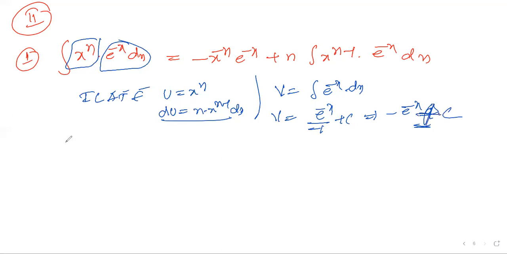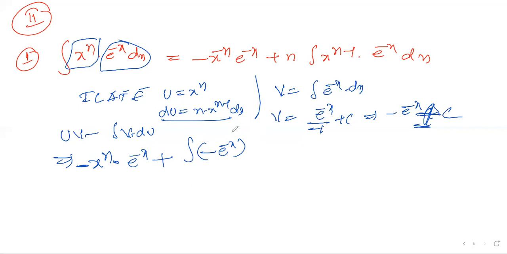Now let us try to apply the formula uv minus integration of v du. What is the value of u here? x power n. What's the value of v? e power minus x by minus 1, automatically minus will come. Plus integration of v du. v is minus e power minus x into du. du means n into x power n minus 1 into dx. Still clear? So next step I want to write minus x power n e power minus x.